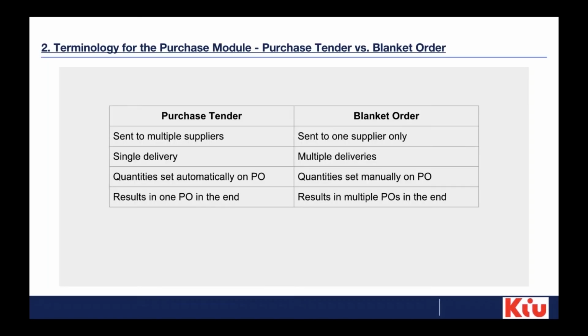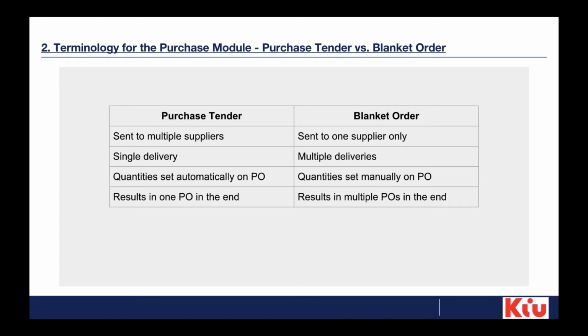However, if you already know the price of the item you want to purchase and you only intend to purchase one time, you can skip the request for quotation, purchase tender, and blanket order and proceed directly to creating a purchase order. We'll switch back to the KiuERP system and I'll show you how. Within the Purchases module again, we'll click on the Purchase drop-down menu at the top and select Purchase Orders. The system will now open to a list of purchase orders.